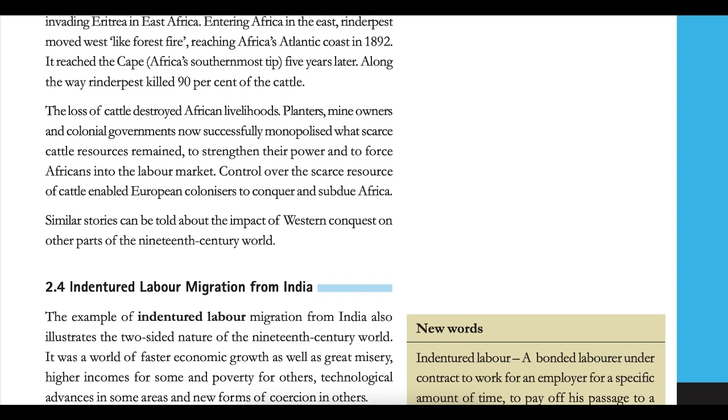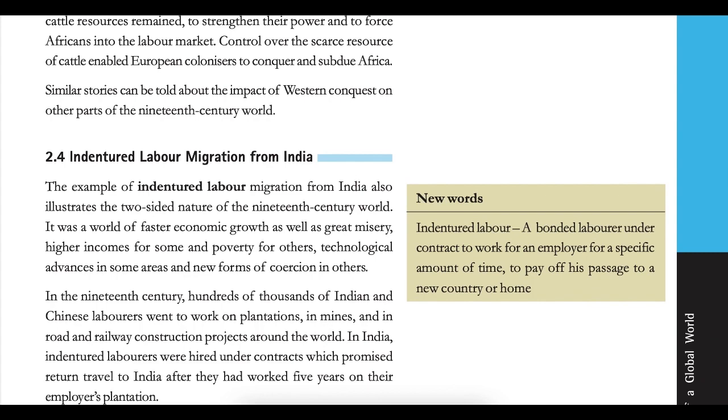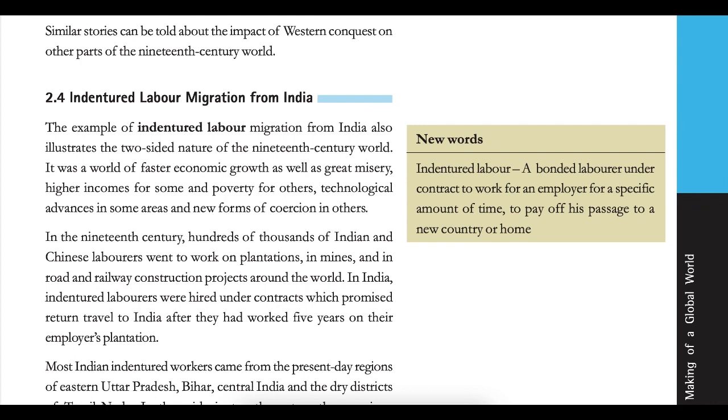Along the way, rinderpest killed 90% of the cattle. The loss of cattle destroyed African livelihoods. Planters, mine owners, and colonial governments now successfully monopolized what scarce cattle resource remained to strengthen their power and to force Africans into labor market. Control over the scarce resource of cattle enabled European colonizers to conquer and subdue Africa. Similar stories can be told about the impact of Western conquest on other parts of the 19th century world.